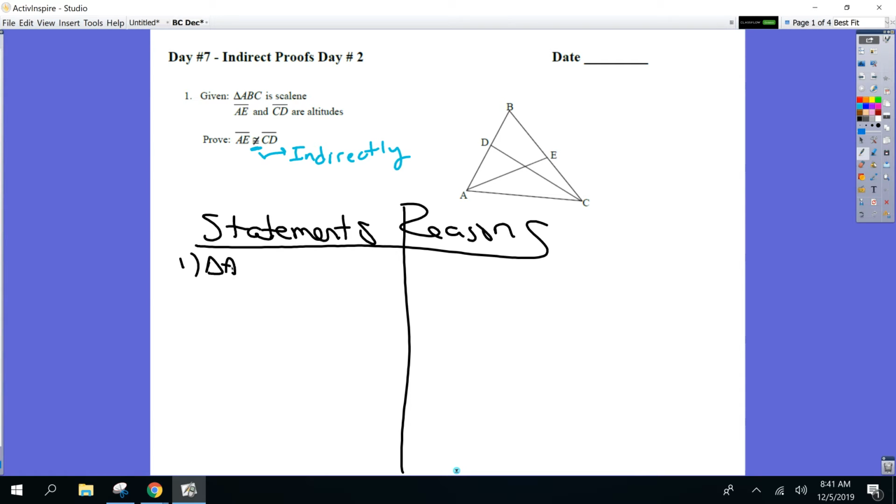Triangle ABC is, ooh, that's an interesting given, huh? Is scalene. What's scalene again? No sides equal. That's interesting that they gave us that. AE and CD are altitudes. I'm hoping at this point in the unit, you guys know what an altitude is and can mark your diagram appropriately.